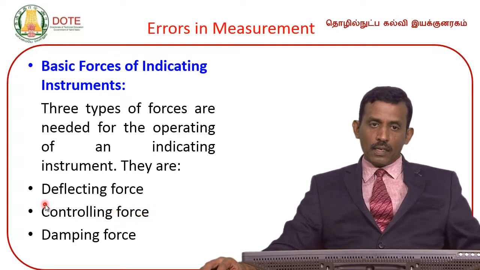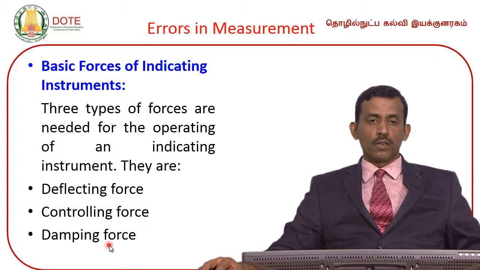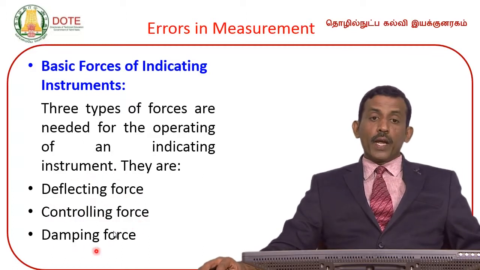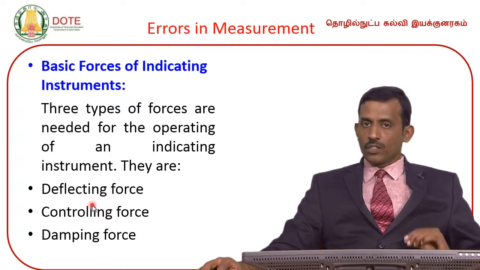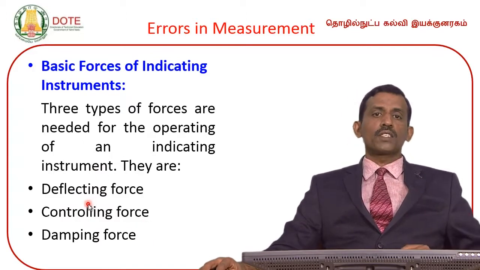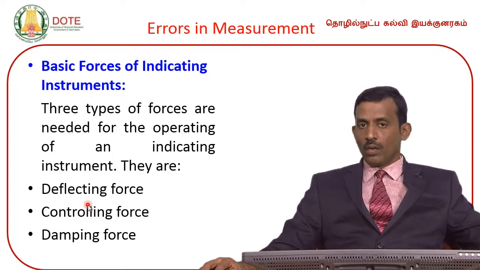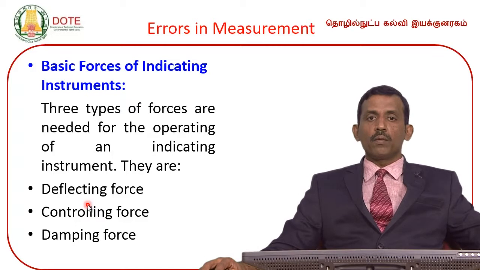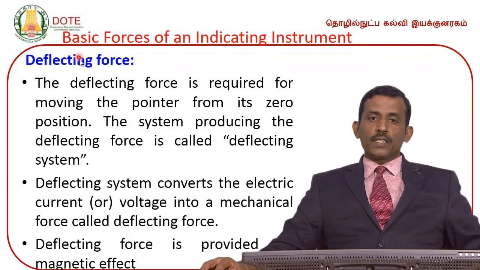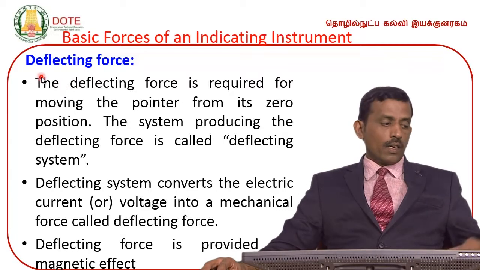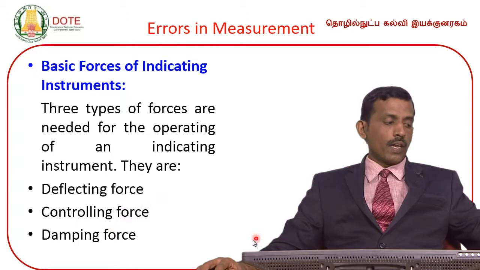That is deflecting force, controlling force, damping force. So these are the basic 3 forces required in the indicating instrument to indicate the measured value, right? To indicate the value to the measurer. So the basic forces of the indicating instrument, we learned that 3 important forces, right? Deflecting force, controlling force, damping force.